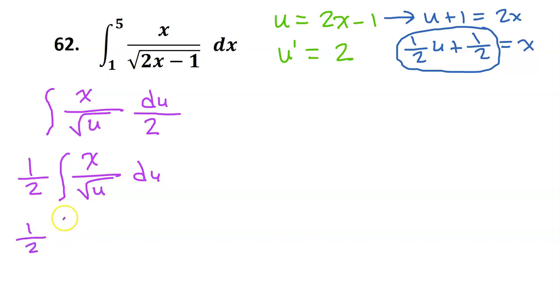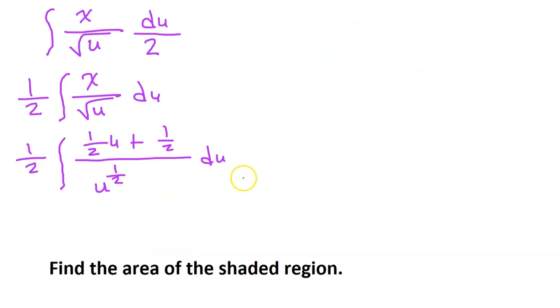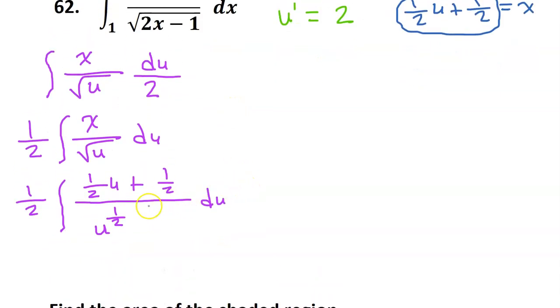So I have 1/2 integral of 1/2 u plus 1/2. In the denominator, instead of square root of u, I will go ahead and put u to the 1/2 power and then du. See, do I have any more space down here? Kind of. So yeah, I can squeeze one more line in here.